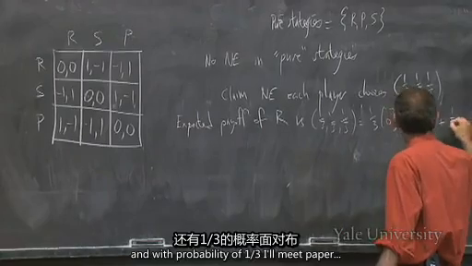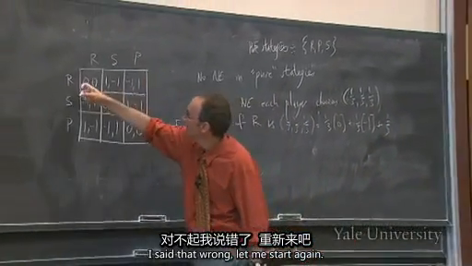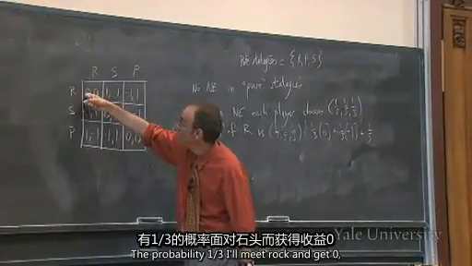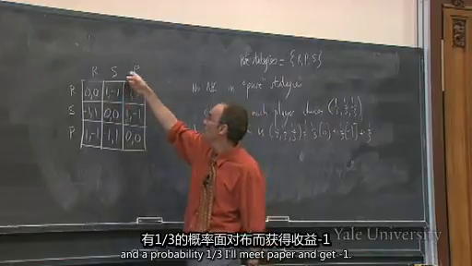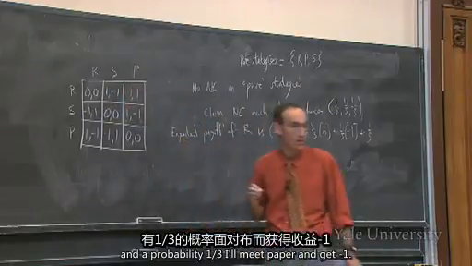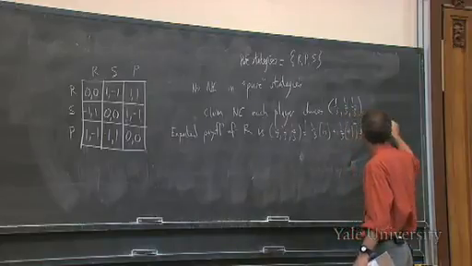And with probability a third, I'll meet paper, and sorry, I said that wrong. Let me try again. Probability a third, I'll meet rock and get 0. Probability a third, I'll meet scissors and get +1. And probability a third, I'll meet paper and get -1. Is that right this time? That's +1. And that's -1.